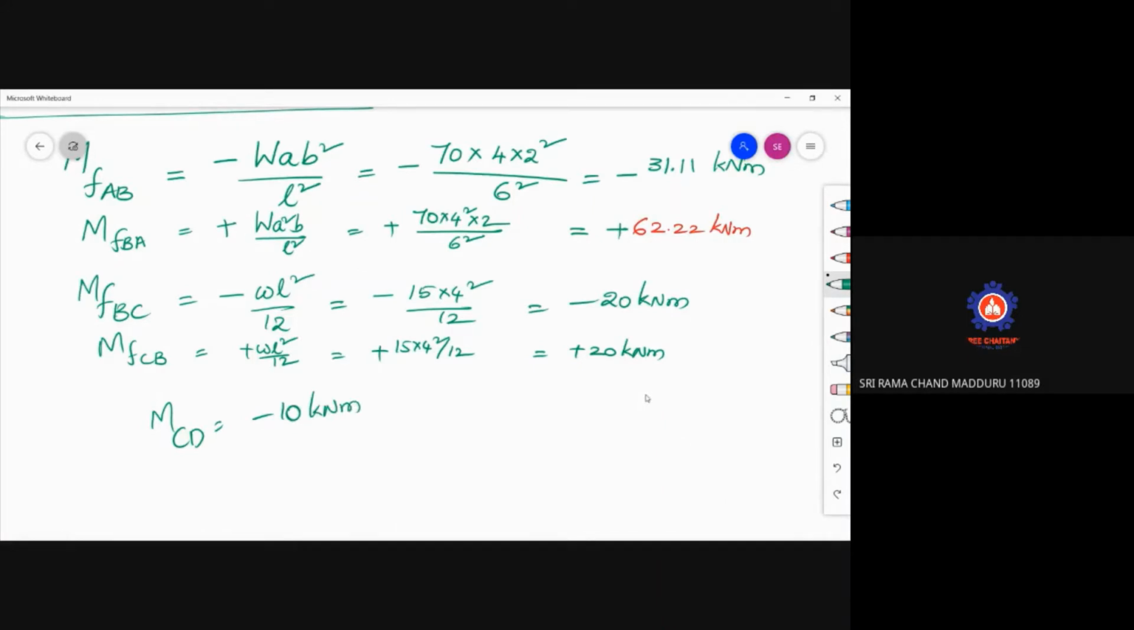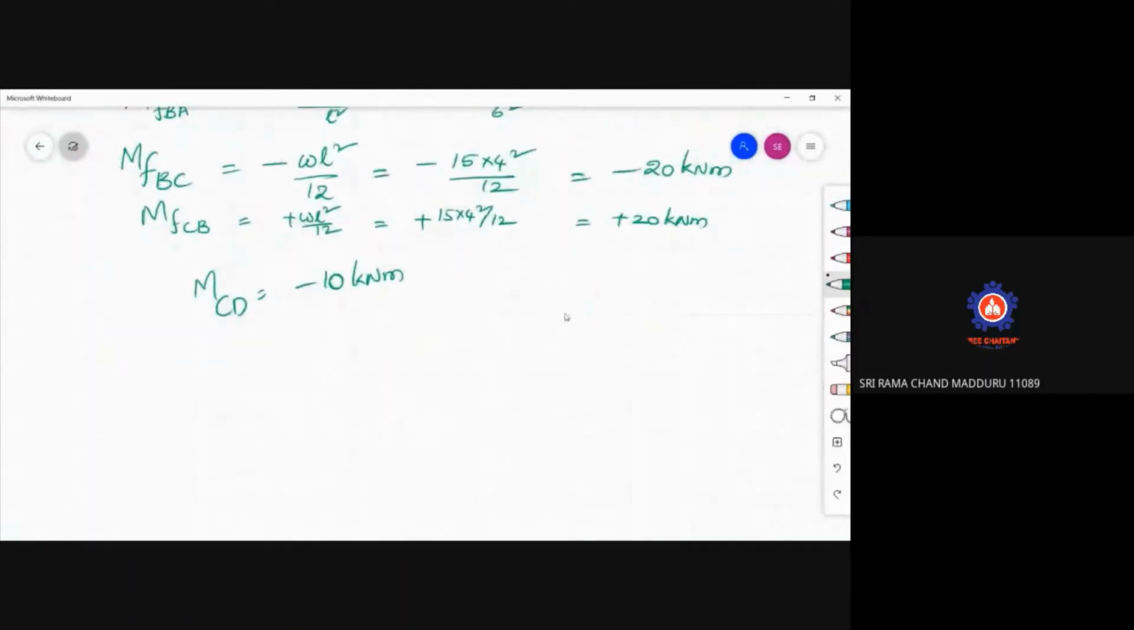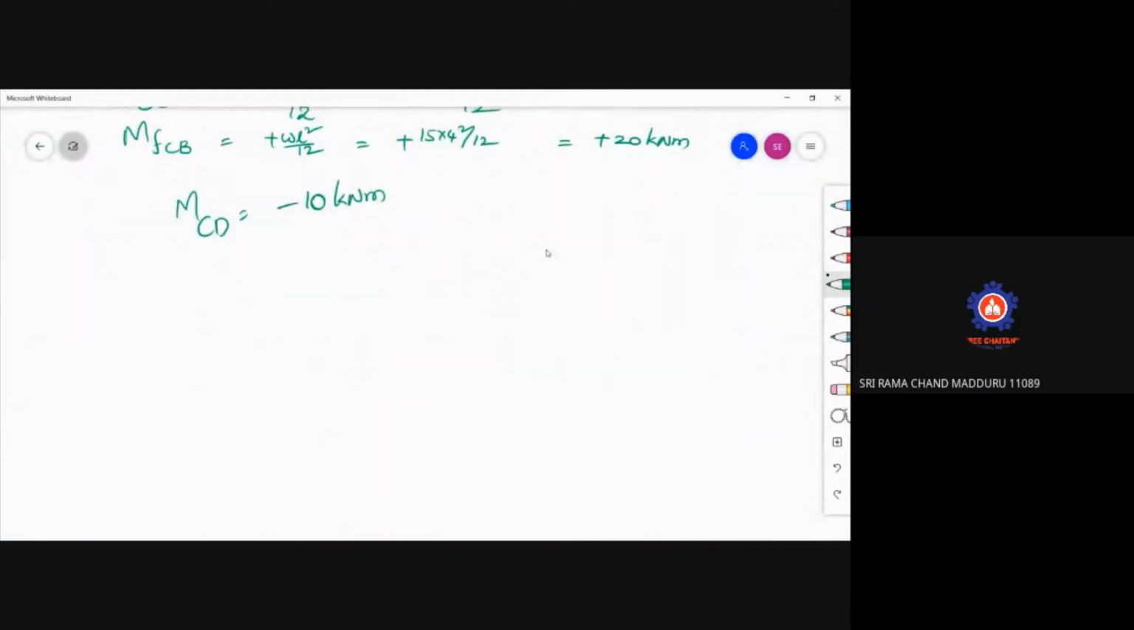So these are the fixed end moments due to loading. Now next one is fixed end moments due to sinking. Clockwise, yes sir.